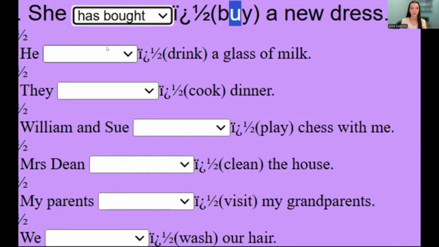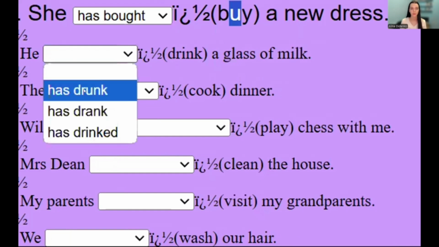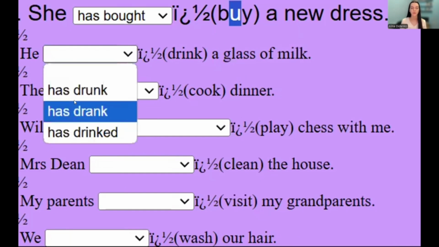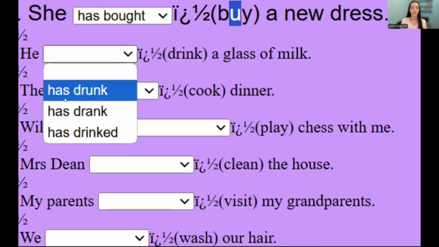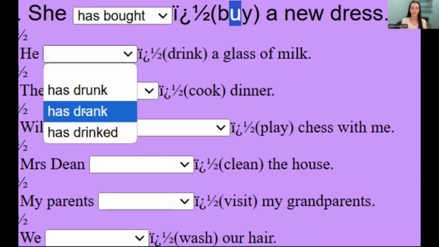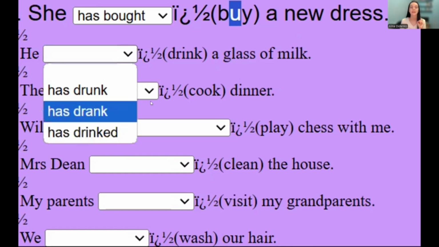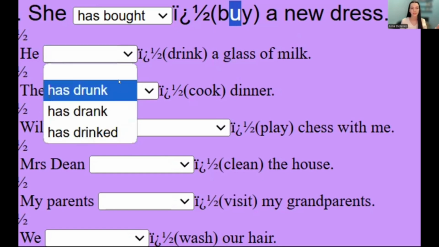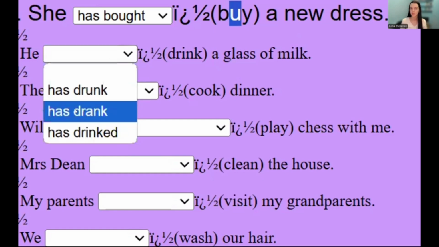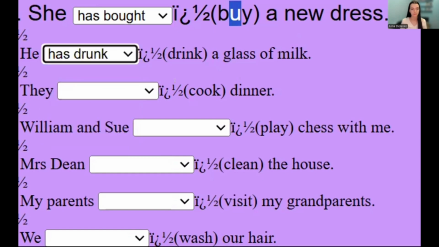The next one, he drink a glass of milk. He has, correct, so we can't say he have, of course. And let's recall a bit. Drinked, is it possible? No. Drink is an irregular verb. To drink, drank, drunk. So, drinked, not appropriate. Drank, not appropriate as well, so drunk.